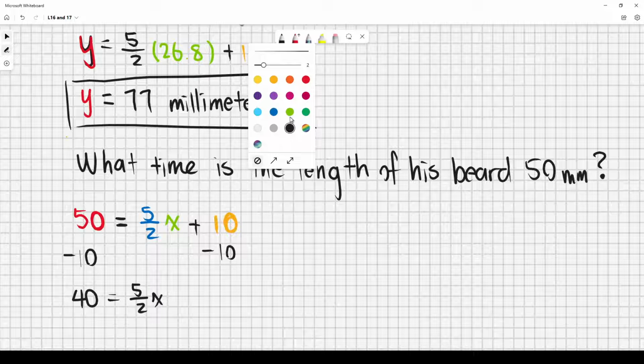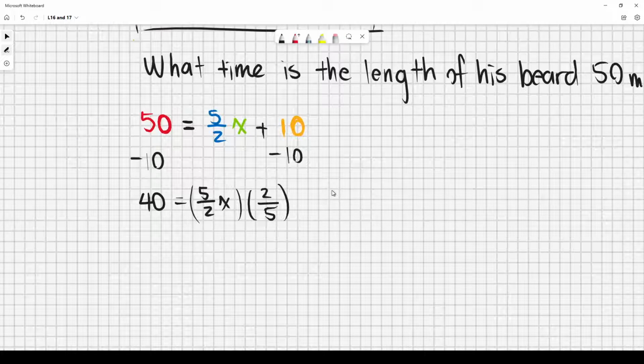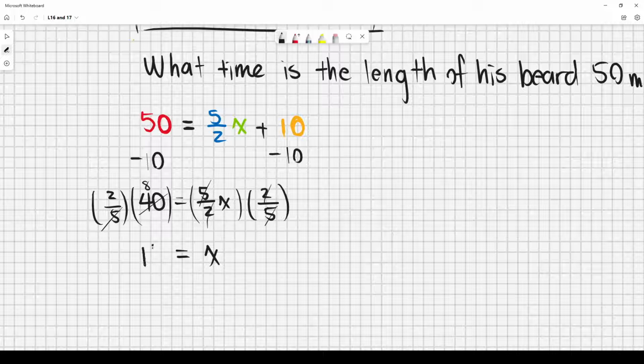And then to isolate the x, I would multiply both sides by 2 over 5. So the 2 over 5 times 5 over 2 cancels out to become 1. So I multiply this side by 2 over 5 as well. So cancel, cancel, cancel, cancel, get x is equal to, and then 40 and the 5 can cancel to make 8, and 2 times 8 is just 16.